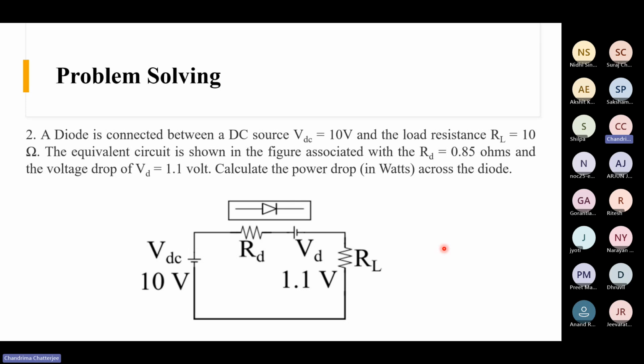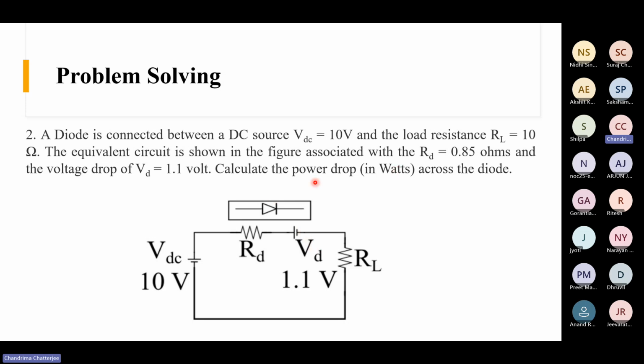So first let's read the question. What it is saying is a diode is connected between DC source VDC, this is the DC source, and load resistance RL. So this is the load resistance whose value is 10 ohm. The equivalent circuit is shown in the figure associated with the diode. So this is the diode and this is the equivalent circuit of the diode, as I already mentioned in the earlier slide, that this is the resistance of the diode and this is the threshold voltage. So this whole thing is the diode that is shown here. So RD is given 0.85 ohm and the voltage drop VD is 1.1.